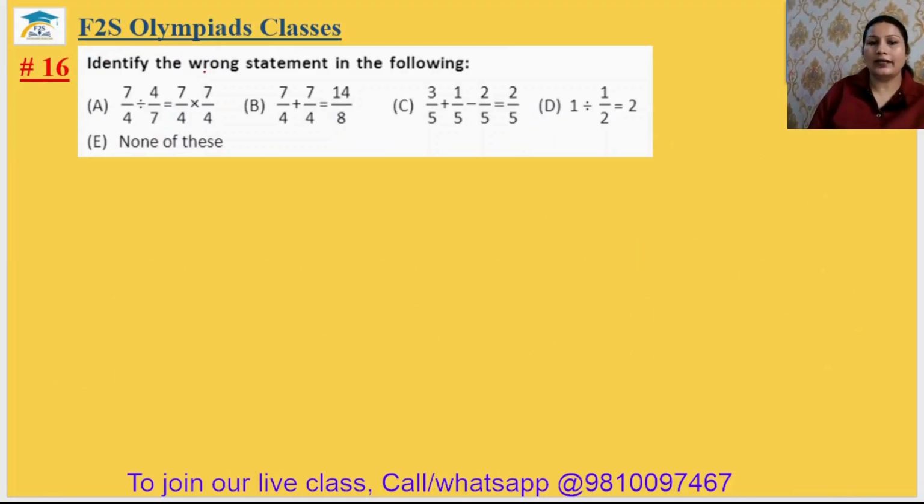Question number 16. Identify the wrong statement in the following. 7 by 4 divided by 4 by 7 will be 7 by 4 multiplied by 7 by 4. Yes, the divisor is reciprocated: numerator becomes denominator, denominator becomes numerator. True. 7 by 4 plus 7 by 4 equal to 14 by 8? No, denominators won't be added, as it is the total number of parts. So 7 plus 7, 14 upon 4 it should be. Option B is the wrong one. The rest are correct. The 16th answer will be option B.